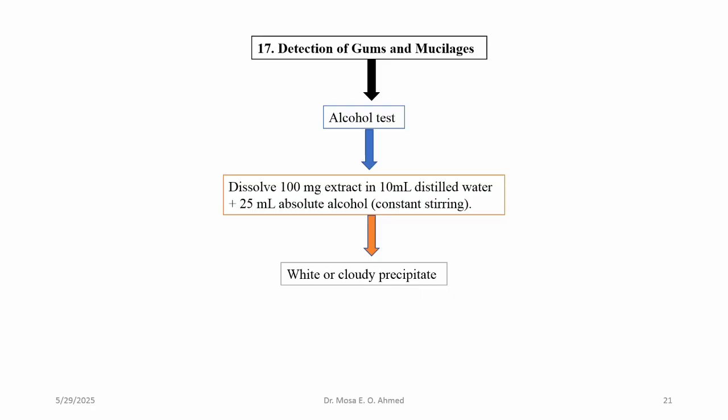In other words, we have 10 milliliters of plant extract dissolved in distilled water, and the extract is formed by addition of 100 milligrams of the plant material. To this extract, we add 25 milliliters of absolute alcohol with constant stirring. The change produced is formation of a cloudy or white precipitate, which indicates the presence of gums.